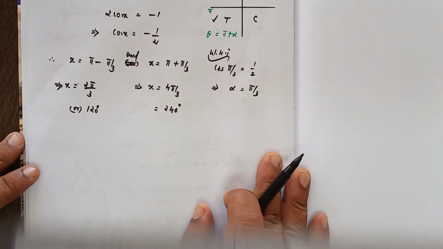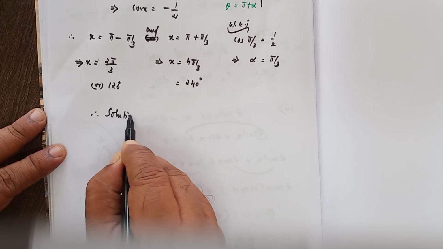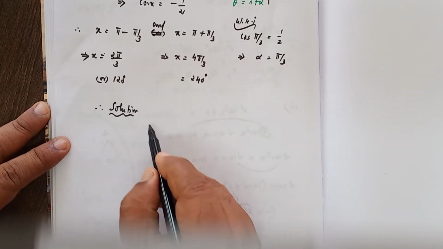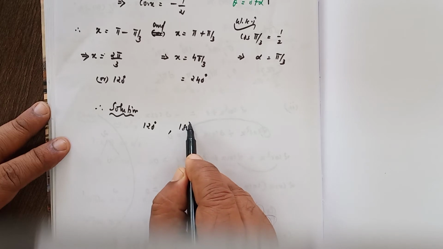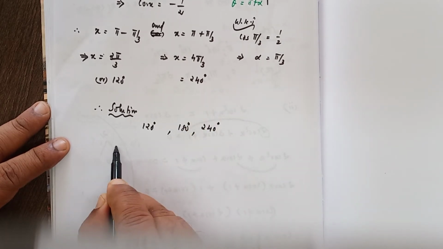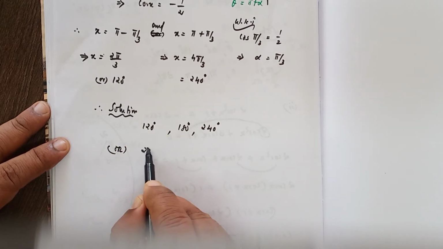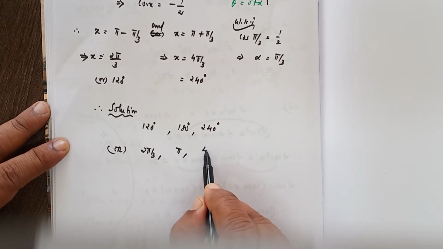So that is a solution. Therefore, solution, I write them in order. First 120 degrees. In case 1 we got 180 degrees and 240 degrees. Or you can represent them in radian. 120 degree, that is 2 pi by 3, 180 that is pi, and 240 that is equal to 4 pi by 3.